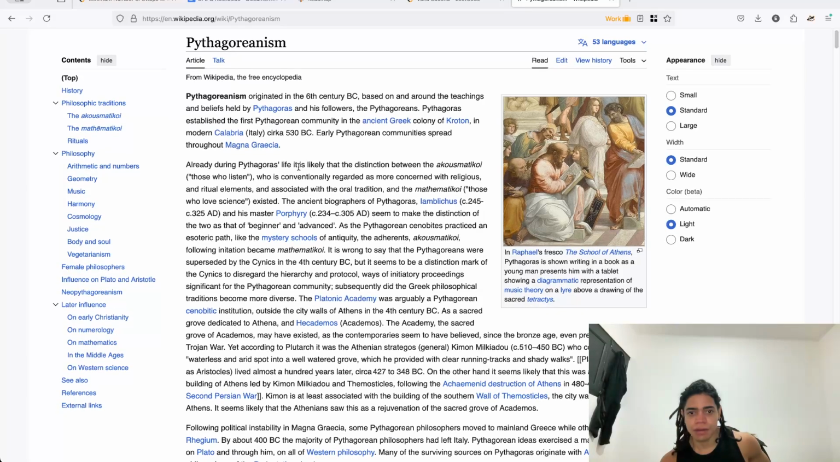Already during Pythagoras' life, it is likely that the distinction between the acousmatici, those who listen, who are conventionally regarded as more concerned with religious and ritual elements, and associated with oral tradition, and the mathematici, those who love science, existed.